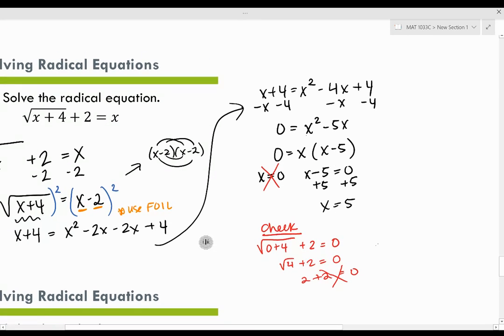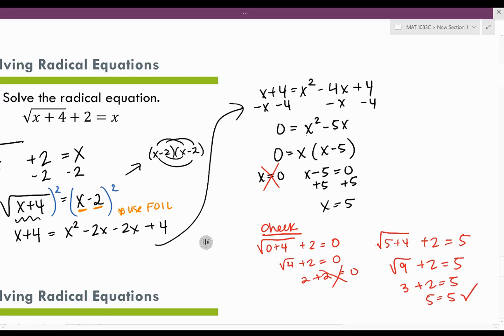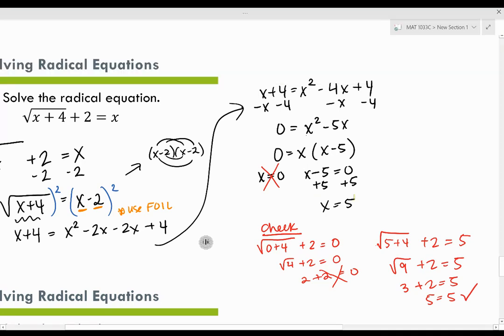So we're going to do the square root of 5 plus 4, plus 2 equals 5. So 5 plus 4 is 9. The square root of 9 is 3, plus 2 equals 5. 5 equals 5. So that's true. So the only answer we get to keep this time is x equals 5. Good. I hope this helps.